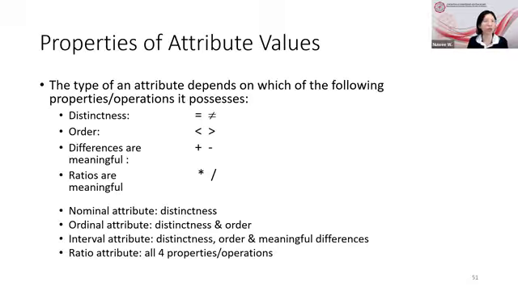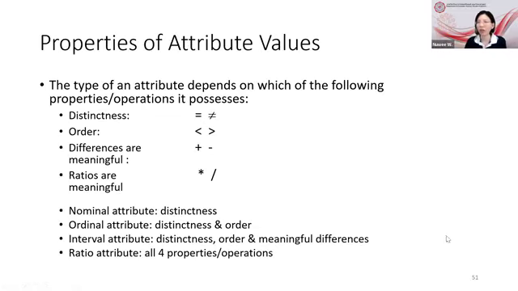So for nominal attributes, of course, you can find distinctness, right? Pork is different from meat. Ordinal, you can also order. You know that small is smaller than large, right? Interval, you can have distinctness, order, and also difference. You can add, right? You can add to the date. Add 2 days, it will be 8, right? From today. For ratio, you can do all 4 properties. You can divide, you can multiply.